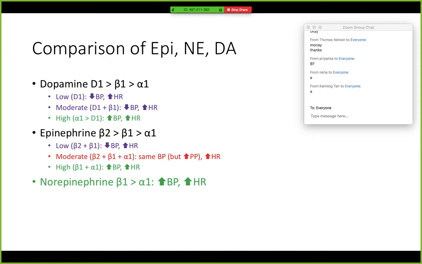So for tomorrow, if you're struggling with this, which I don't blame you, if you can commit this slide to memory, that should help you work through those questions. I've color-coded the doses and the drugs where you're going to see similar effects. So with a low or moderate dose of dopamine and a low dose of epinephrine, you're going to see a decrease in blood pressure and increase in heart rate. And with a high dose of dopamine or high dose of epinephrine, you see an increase in blood pressure and heart rate, and similar with norepinephrine. So take a look at that and work through that before tomorrow.